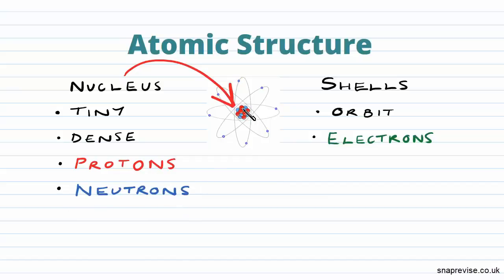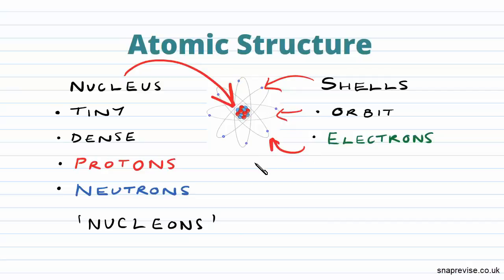Our protons are noted here in red and our neutrons here in blue. Now as our protons and neutrons exist in our nucleus, they can also be known as nucleons. Then we have our shells of electrons orbiting round our nucleus.